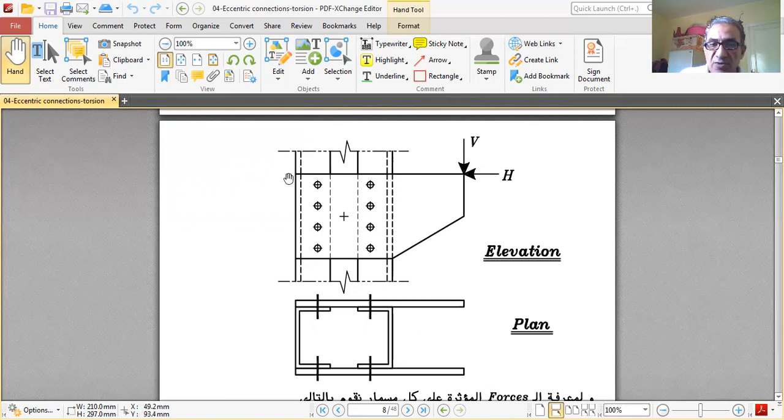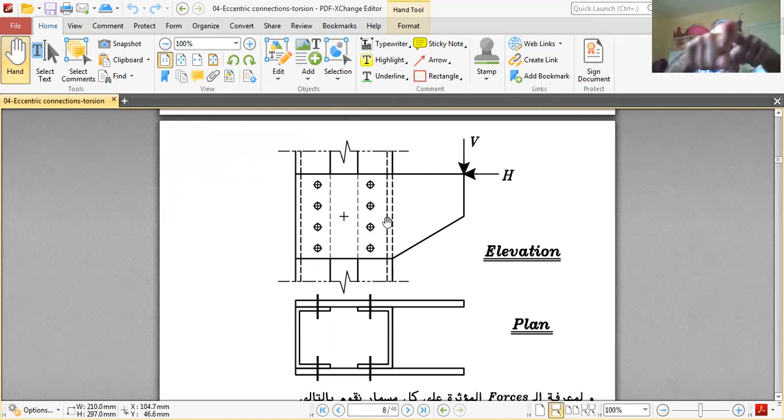So V and H are only on one side, so they are only divided by 8 bolts, and here is V and H on the other side divided by 8 bolts. Here V and H are not at the CG of the bolt group. So V and H are not acting at the CG of the bolt group, so they are acting with eccentricity. So there is torsion in the bolts.